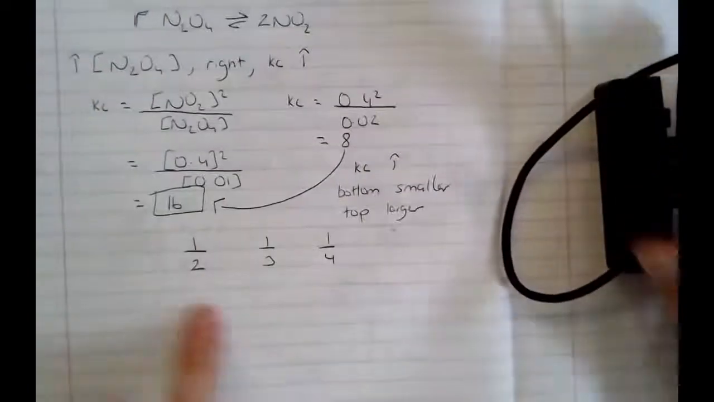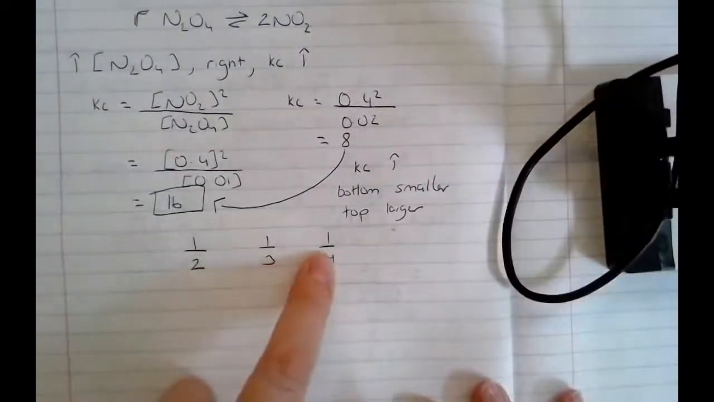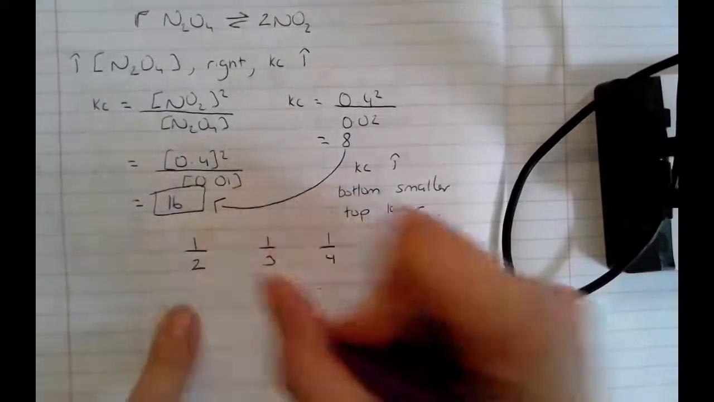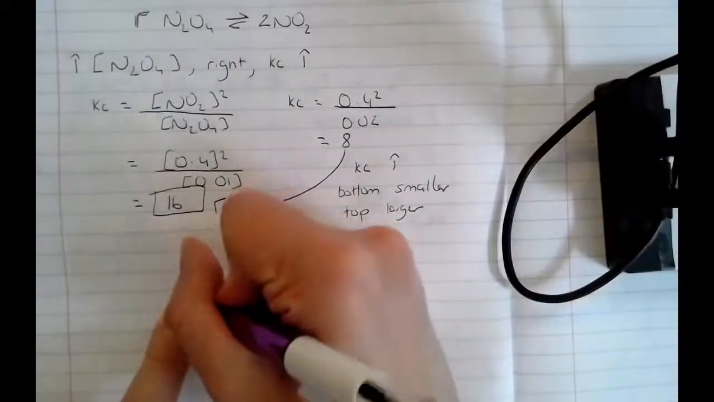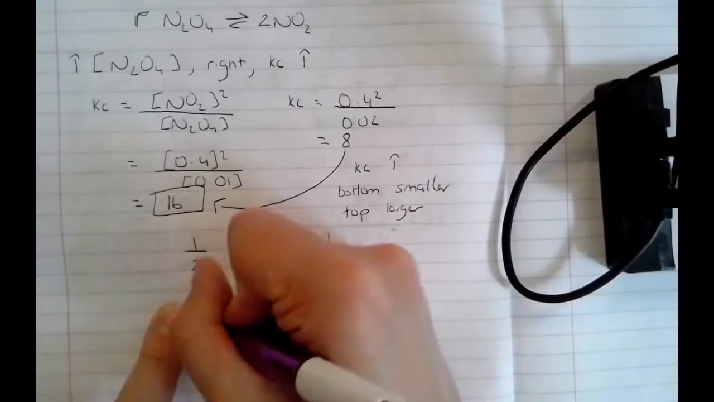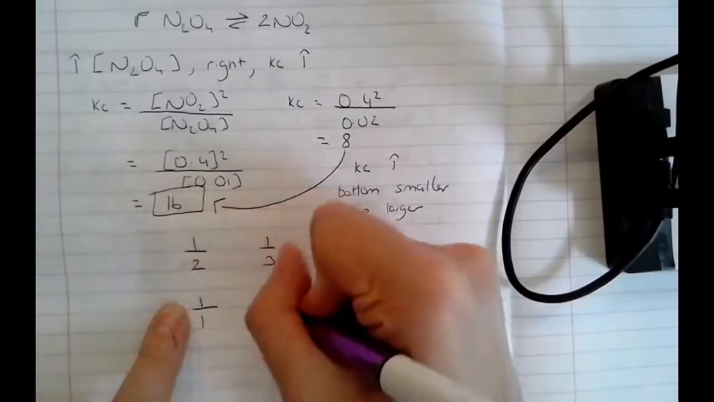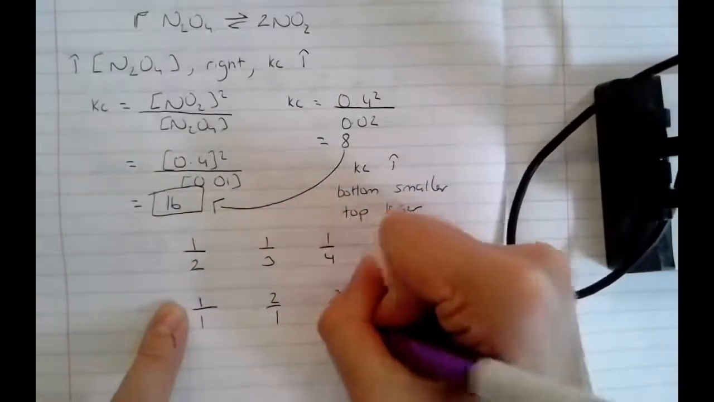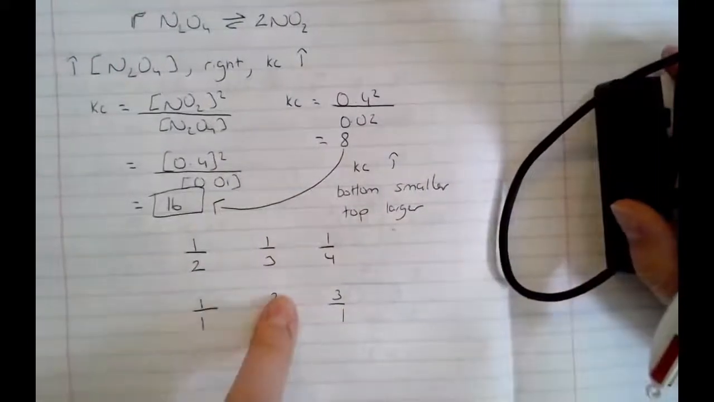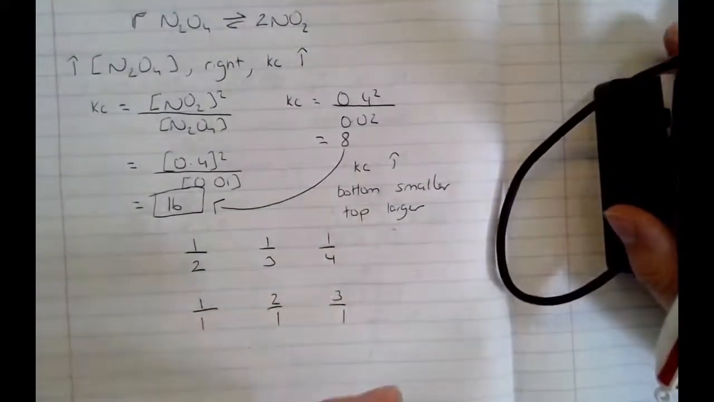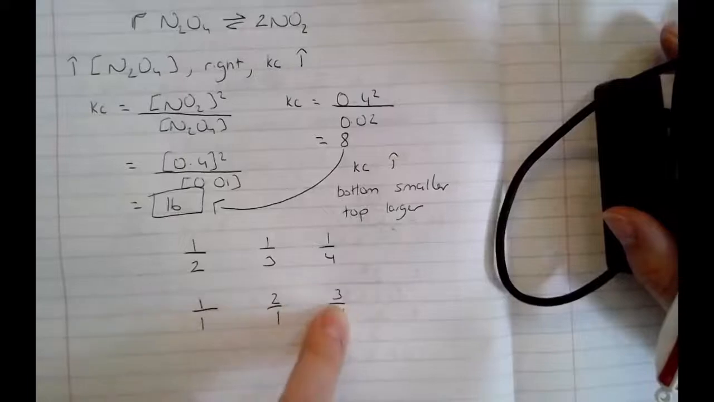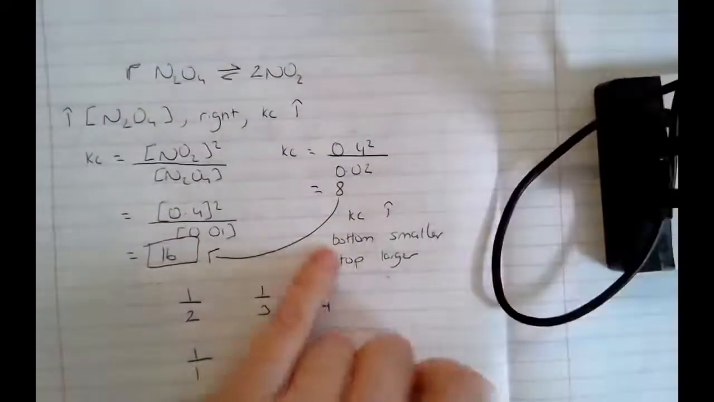Because if I wanted to make my overall number bigger, if I make the number on the top bigger, so I'm going to write 1 over 1, 2 over 1, 3 over 1, then I'm going to end up with a larger overall number, which is what needs to happen here.